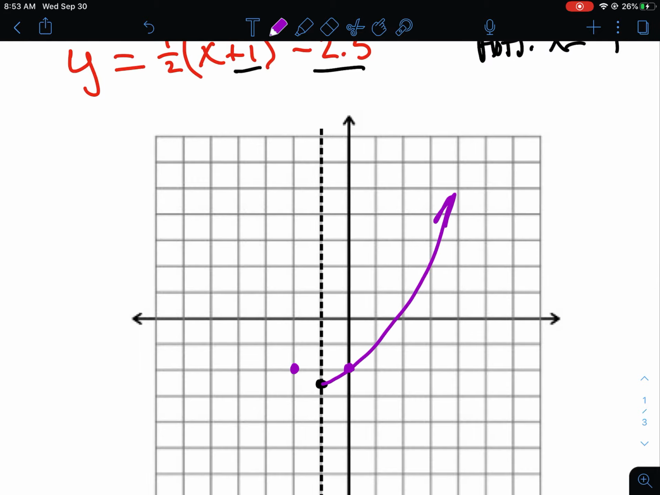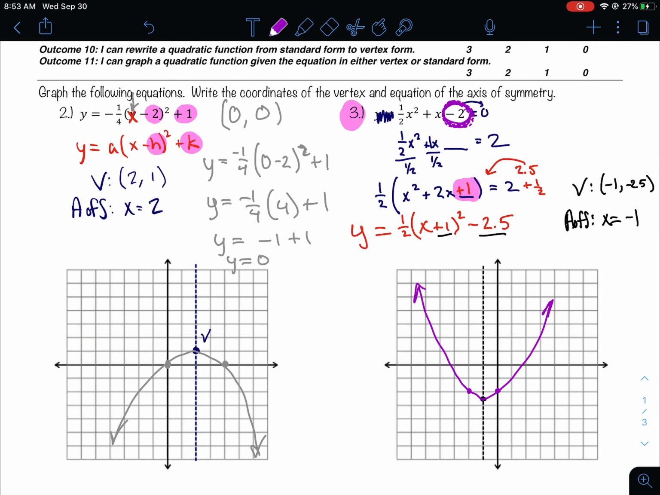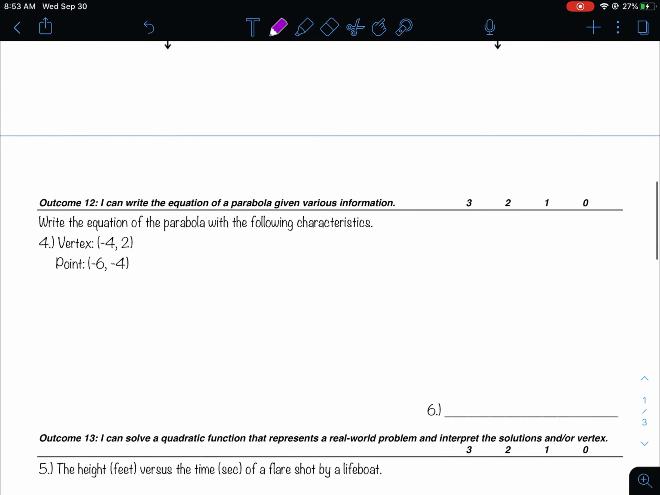So it goes something like that, and something like that. And there you go. That's graphing parabolas. That's outcomes 10 and 11. Moving on to outcome 12.